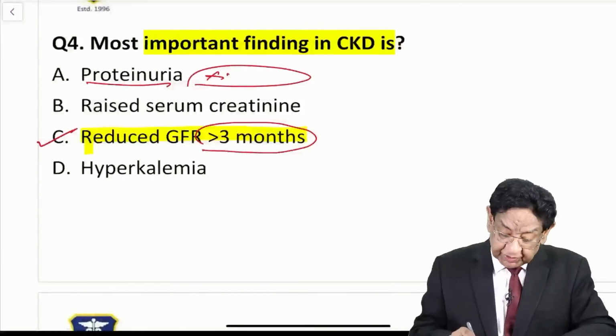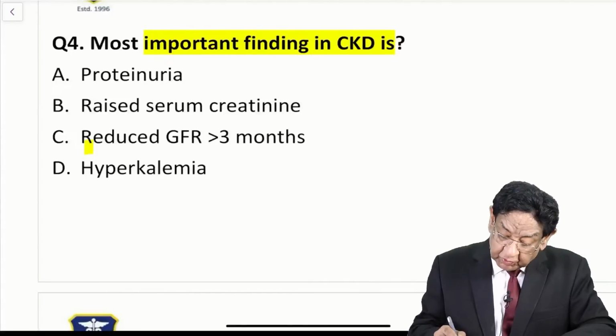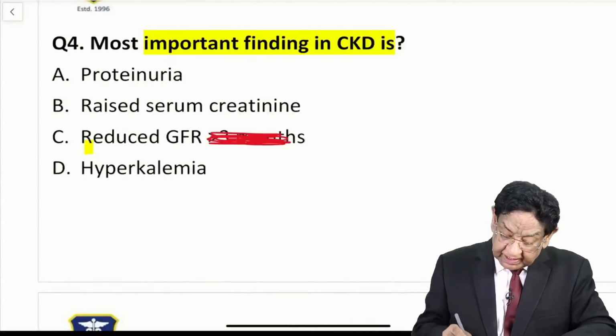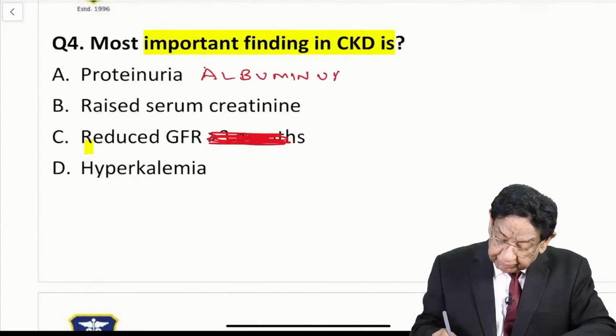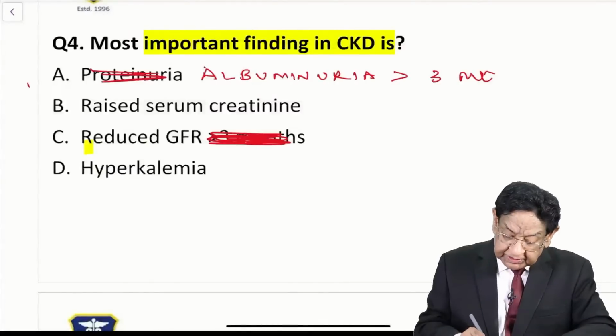Now let me change the question. Let me change the question to this one. Okay, here now the question goes like this. Reduced GFR, that's all. And now I write albuminuria more than 3 months. In that scenario, this is the right answer.